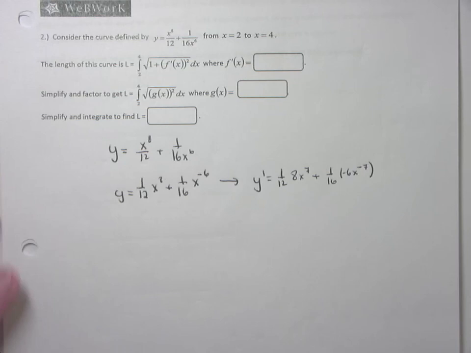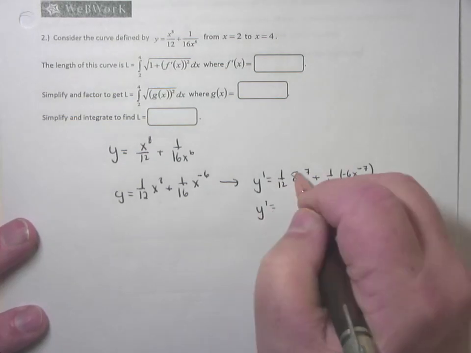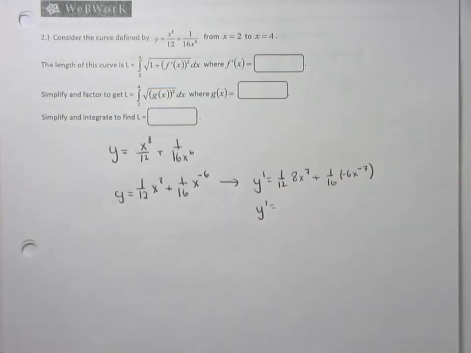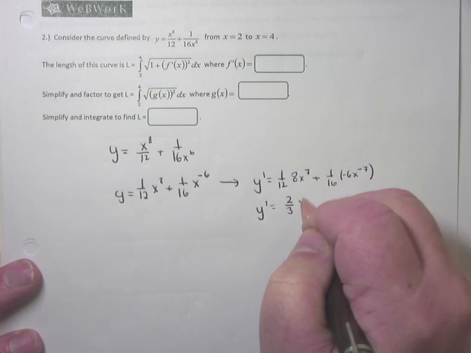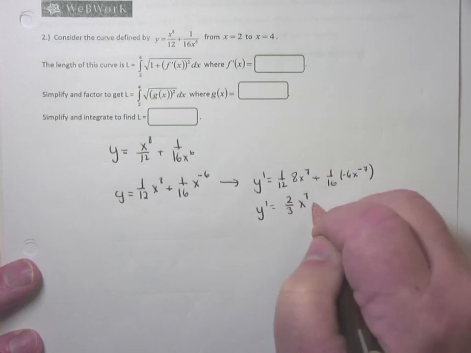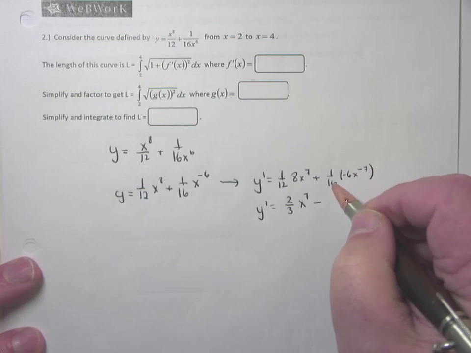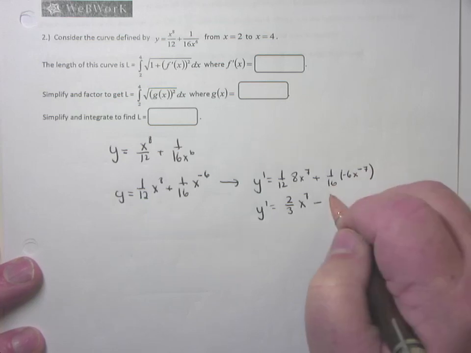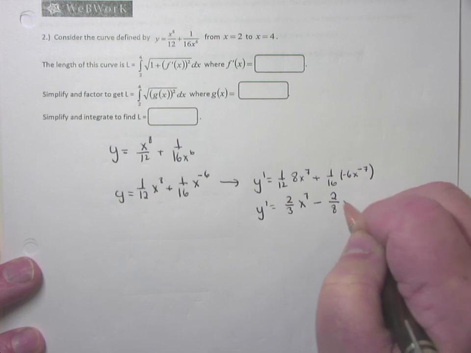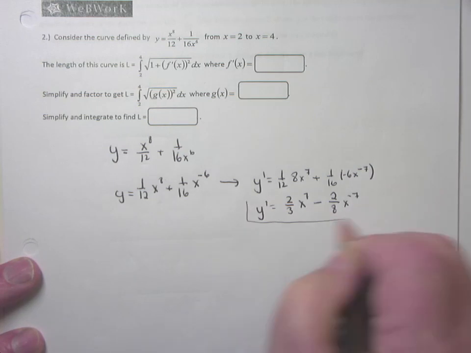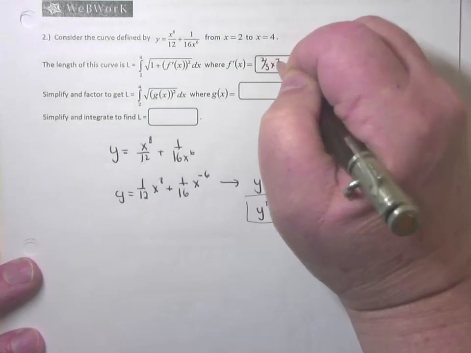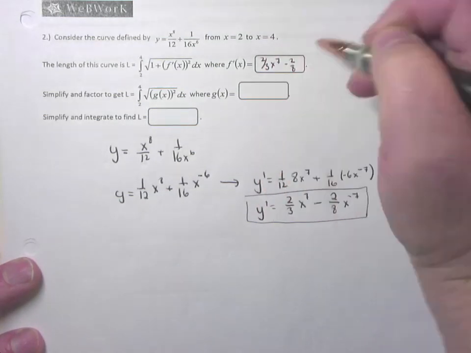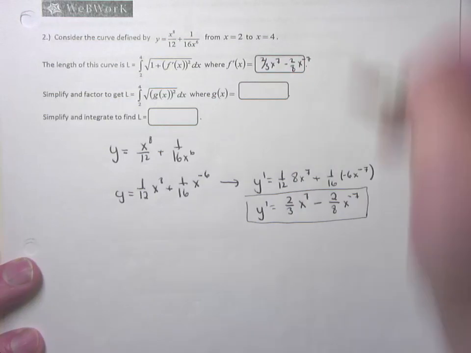And then I'm going to clean them up. So y prime equals 8 divided by 12 is what? Let's see here. 4 goes into both of them. So 4 goes into 8 2 times. 4 goes into 12 3 times. So it's 2/3 x to the 7th. A positive times a negative is a negative. 6 divided by 16 factors by 2. So that'll be 2 over 8 x to the negative 7. There is my derivative, and that's what goes here. 2/3 x to the 7th minus 2/8 x to the negative 7th.